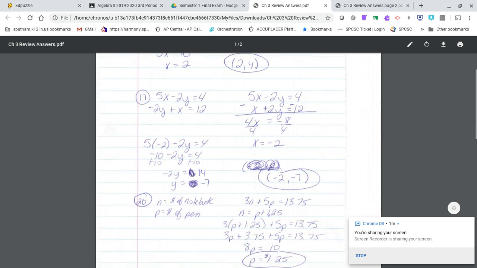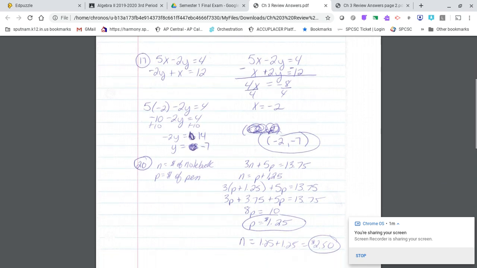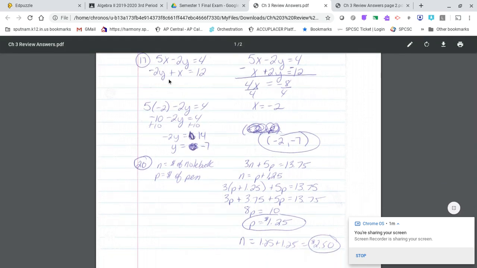And so 17 is just another one of those. On this one, I noticed they just had to change the order here, but the y's were already the same number, so I didn't have to multiply. I just had to subtract everything. And so I made that minus x plus 2y and minus 12. So then I got x equals negative 2. Again, I plugged that back in to get the y value that goes with it. So negative 2, negative 7.